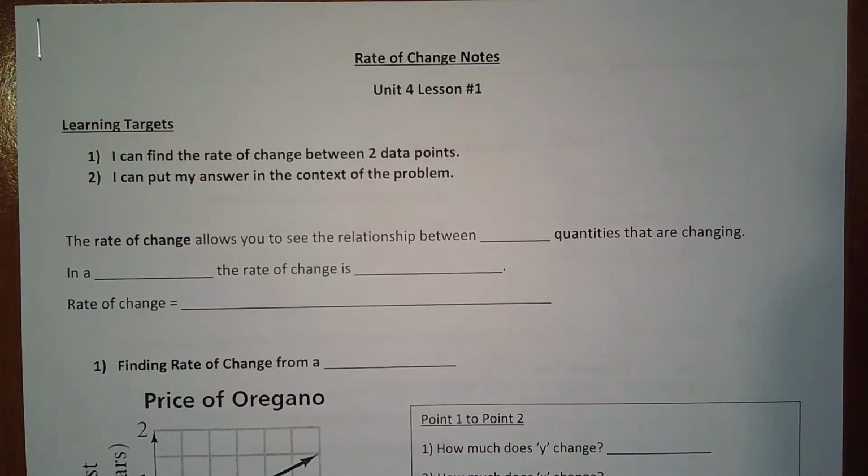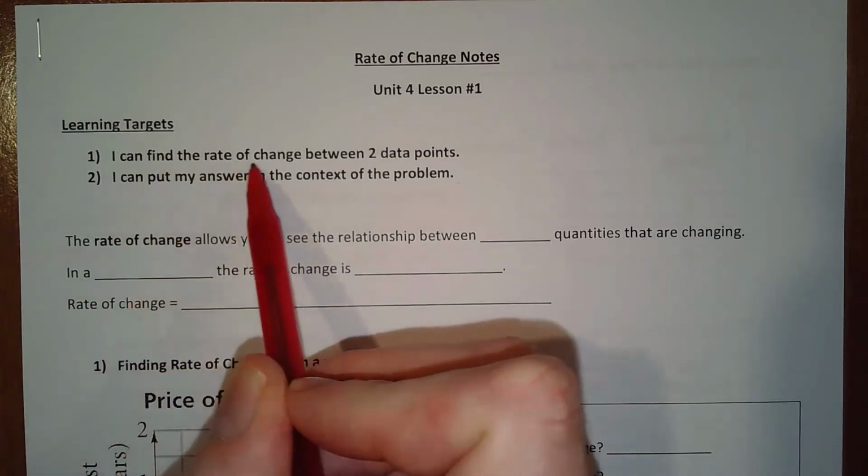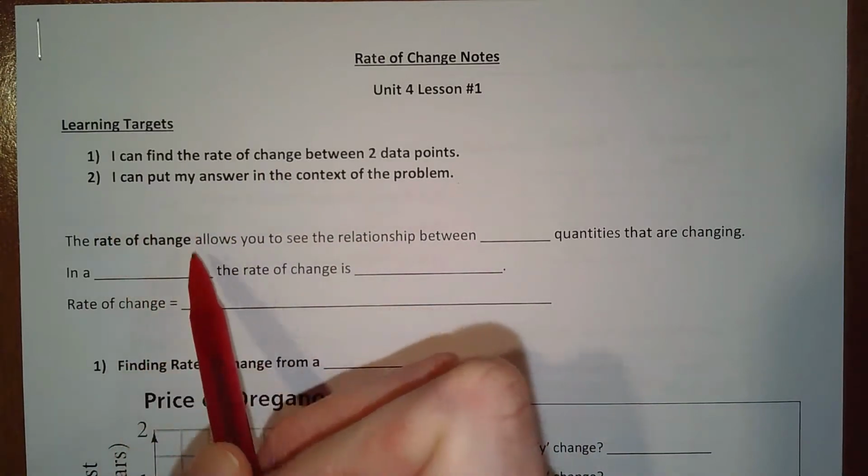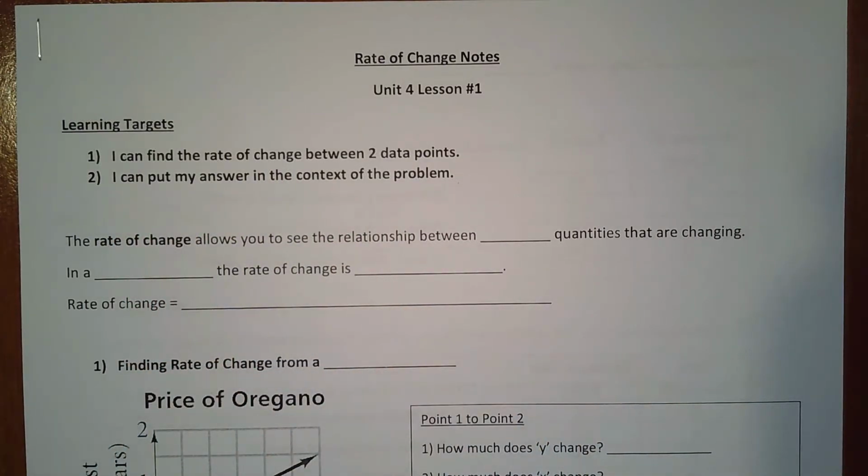Okay, here is Unit 4, Lesson 1. We're going to talk about rate of change. So our first learning target, I can find the rate of change between two data points. And the second learning target, I can put my answer in the context of the problem. So that just means describing it in real life, what's going on.